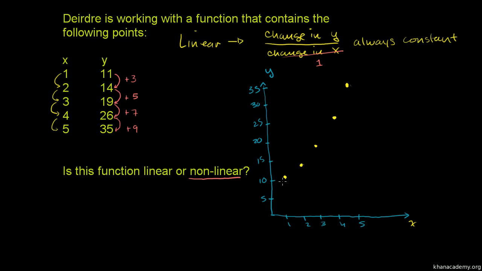So you can immediately see that this is not tracing out a line. If this was a linear function, then all the points would be on a line that looks something like that. That's why it's called a linear function. In this case, it's not. It's nonlinear. The rate of increase as x changes is going up.